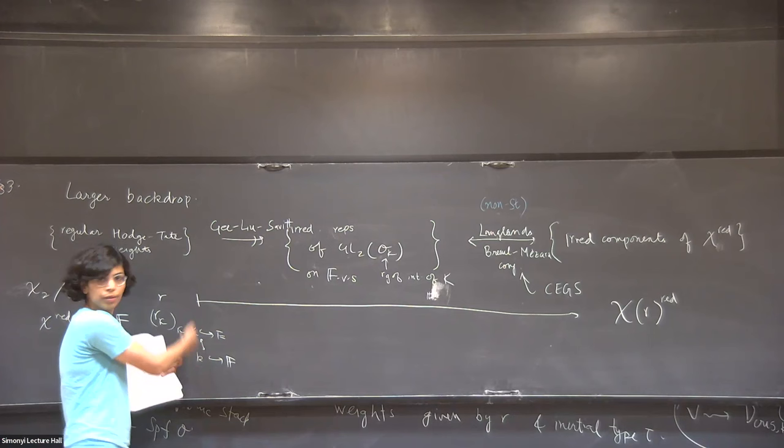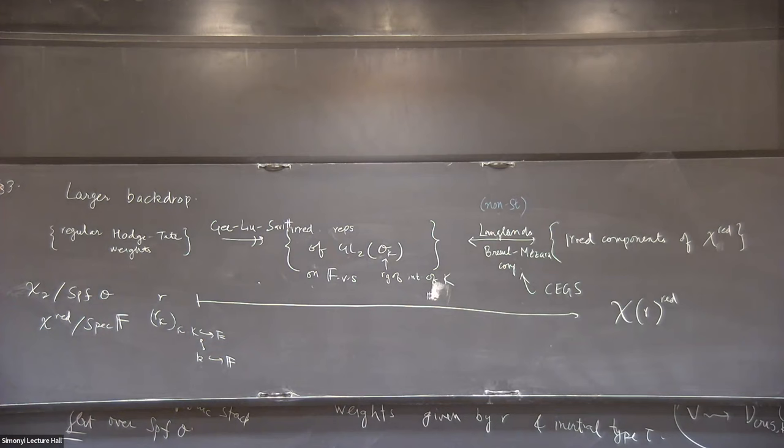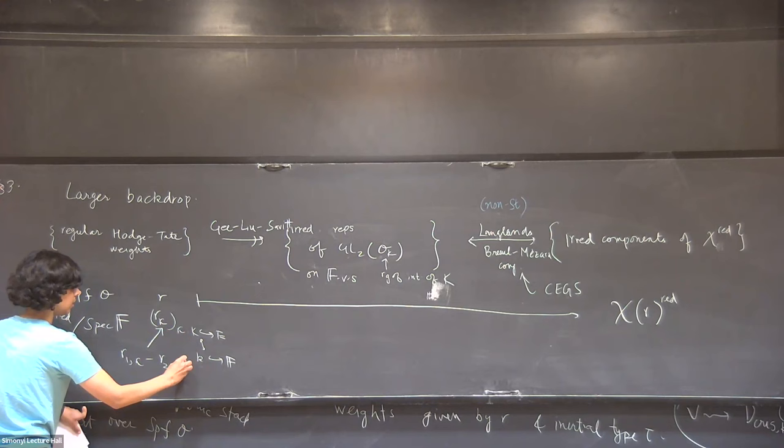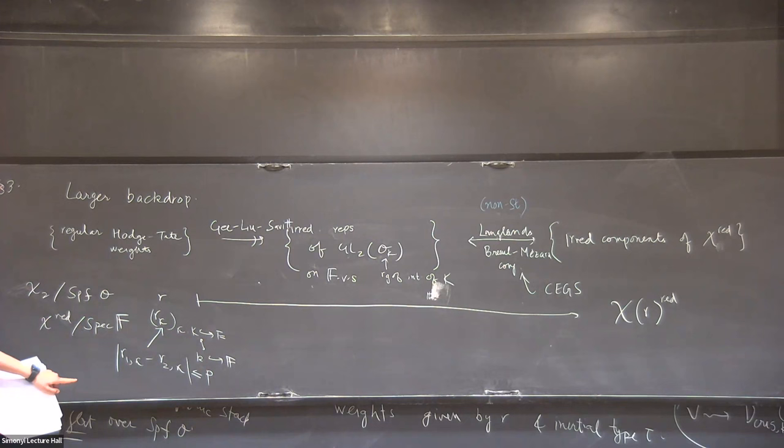So using this data we could just write down a representation. But when you tensor them, it won't be irreducible. It will be irreducible because I'm assuming this is small. So I'm assuming that the differences in Hodge-Tate weights are always less than or equal to p. This is what guarantees that it's irreducible.